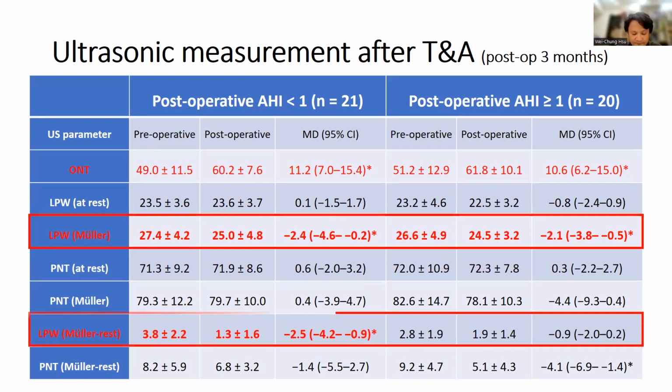Furthermore, we also performed a 3-month follow-up ultrasound measurement in OSA children after receiving adenotonsillectomy. This table demonstrates the result. It shows that post-adenotonsillectomy, the lateral pharyngeal wall thickness significantly decreased under Muller's maneuver. However, the lateral pharyngeal wall change was only significant in children without residual OSA. No ultrasonography parameters of the upper airway structures could independently predict the surgical outcome in children with residual obstructive sleep apnea.